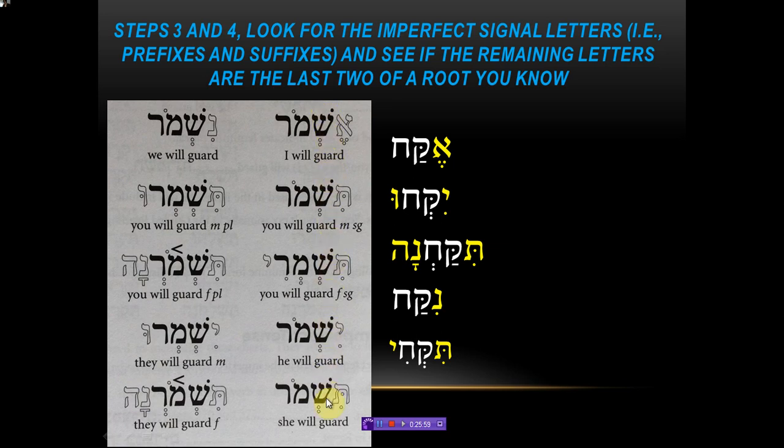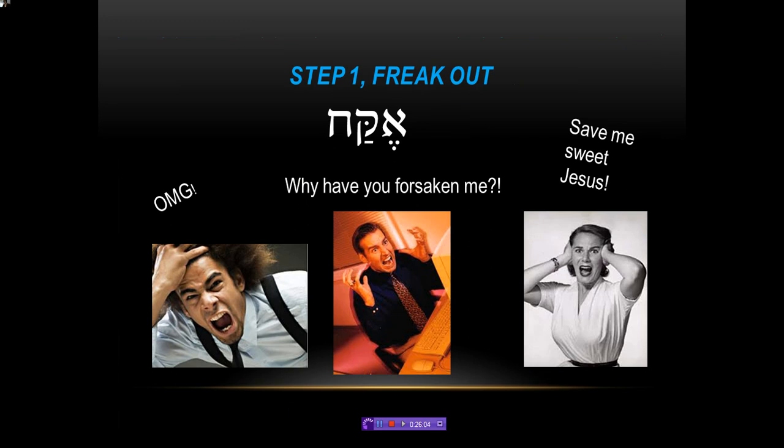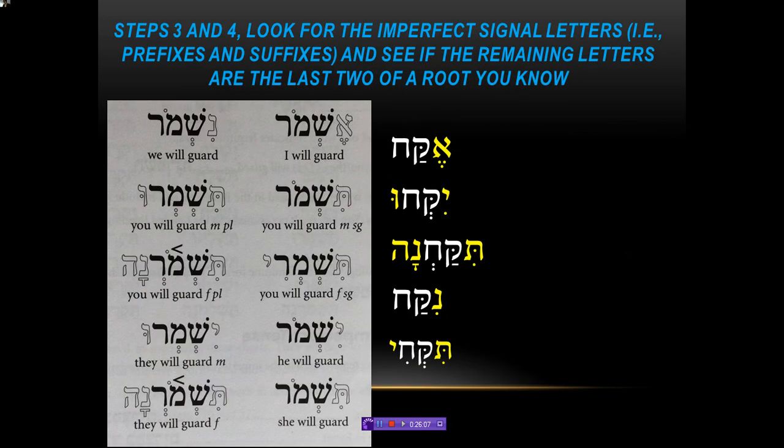And so you go down the list and you think, okay, well, look at this first verb. This is the verb that I've been showing you over these past few slides. Well, there is in fact a signal letter, and that is the aleph here. So that's the first thing you do. Look for the signal letters, that is the prefixes and the suffixes, which are highlighted here. And after you've identified those, see if the two remaining letters are from a root that you know.